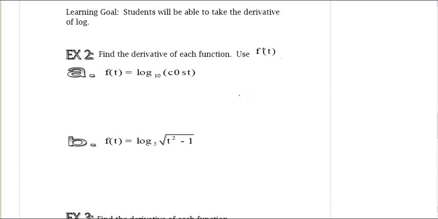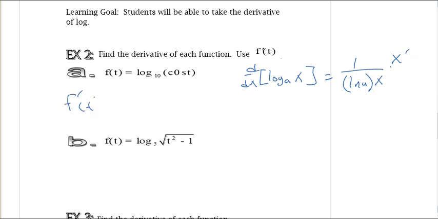Alright, so let me write down the formula again. Log of base a of x, if I take the derivative of it, that just gives you 1 over ln of a times x, times the whole quantity by the derivative. Okay, so let's go ahead and give it a go. F prime of t is equal to 1 over ln of 10 times cosine t, and then the derivative of cosine t is going to be negative sine t. So there it is in all its beauty.